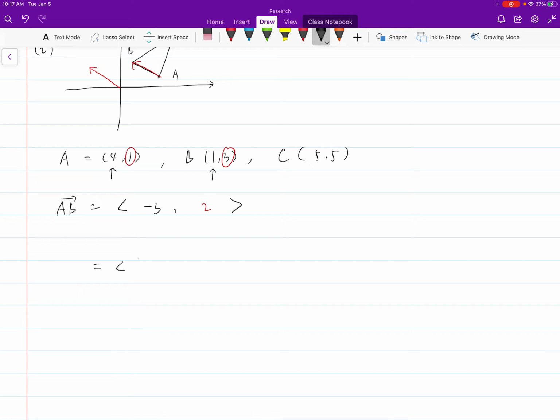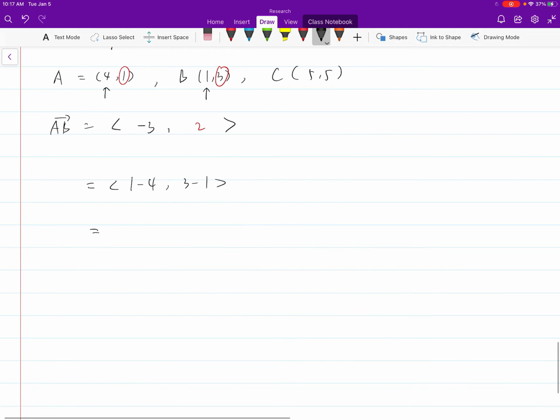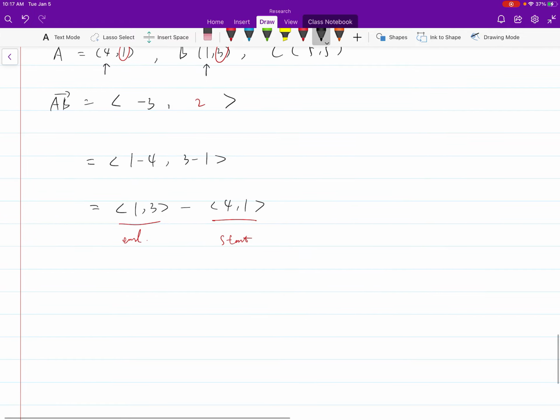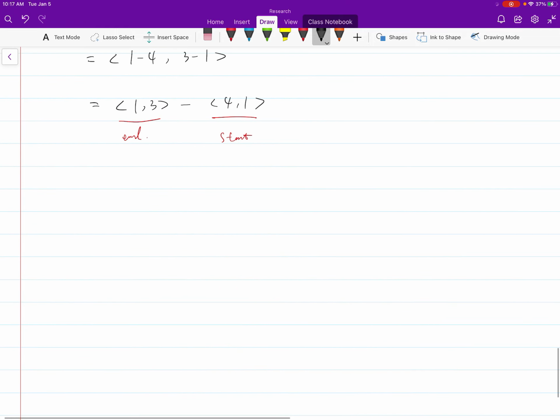Okay. Now more precisely, actually what you get is I use 1 minus 4 because I want to start from 4 and go to 1. And I want to start from 1 and go to 3. Now if you think about it, it's nothing but 1, 3 minus 4, 1. Because this is where you start, and this is where you end. So of course, how much effort should you do in which direction? You use the ending minus the starting point. So that's how we do the vectors.